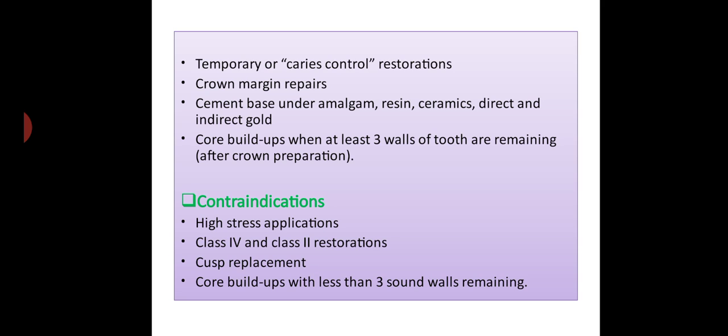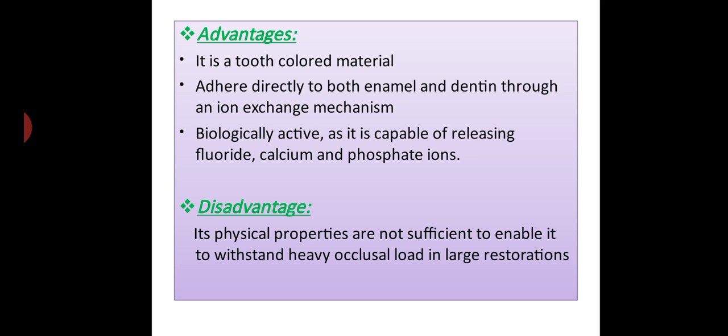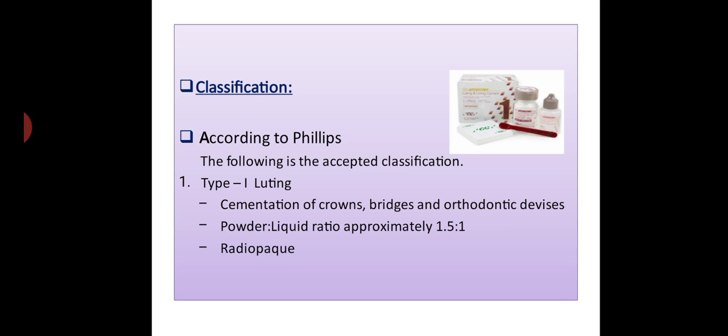Now contraindications: high stress applications, class 4 and class 2 restorations, cusp replacement, core build-ups with less than 3 sound walls remaining. Now advantage: it is a tooth color material that adheres directly to both enamel and dentin through an ion exchange mechanism. Biologically active, as it is capable of releasing fluoride, calcium and phosphate ions. And the disadvantage is its physical properties are not sufficient to enable it to withstand heavy occlusal load in large restorations.